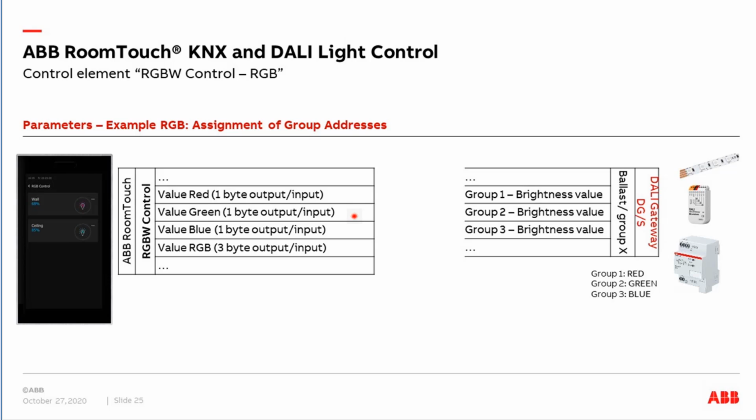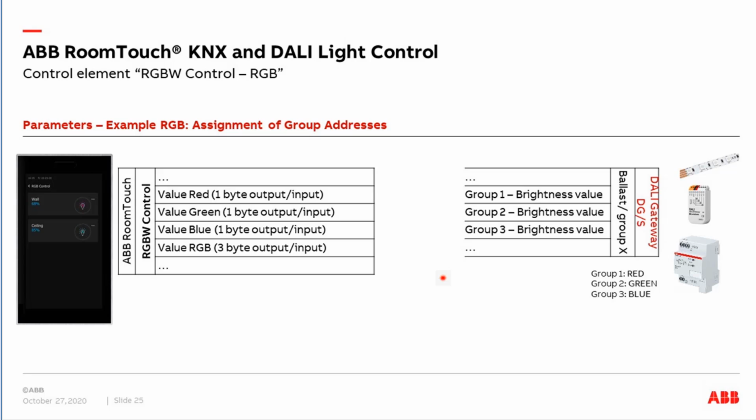Good, then let's come to our group objects, how to link the group objects. On our RoomTouch control element RGB, we get 4 group objects. The first one is value red, a 1-byte object, then value green, value blue, and additionally a value RGB as a 3-byte object. In the DALI gateway, we can control our ballasts or groups, whatever we want. In my example, I use 3 groups: group number 1 is my red LEDs, group number 2 the green, and group number 3 the blue LEDs.